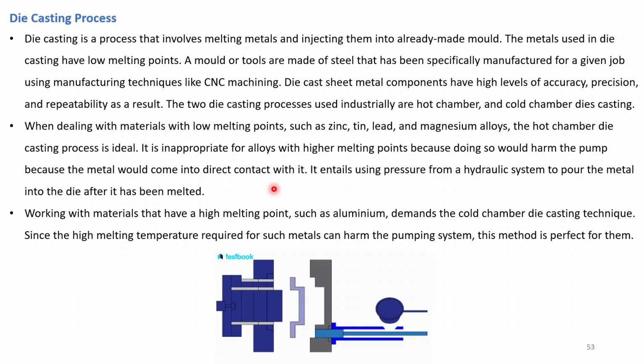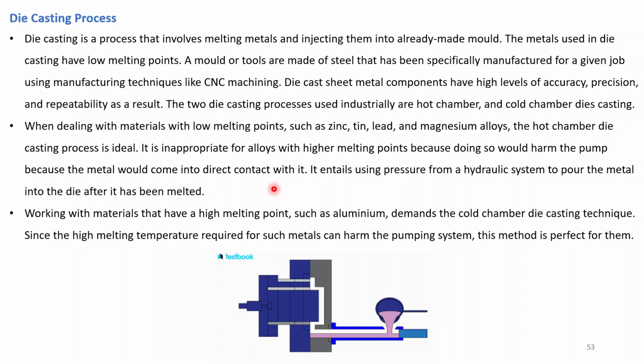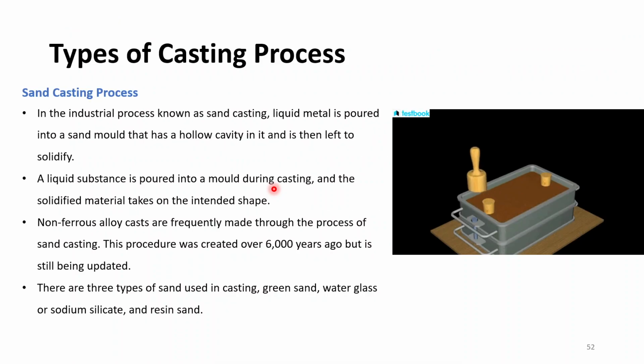So why is precision high? Because the die that you are using will be the same. If you are filling metal again and again, it will give you the same type of structure with the same type of defects. But in sand casting, each time you make the mold using sand, because of human error you will have different types of casting, so it won't be as repeatable.